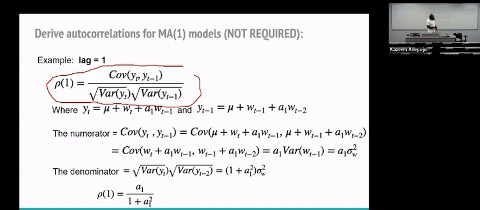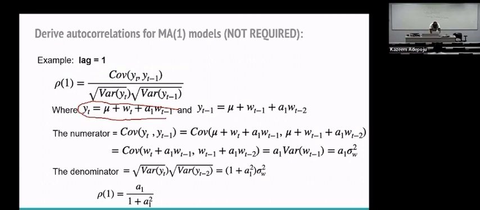Now, the covariance between Y_t and Y_{t-1}. Take a look at that. You have Y_t equal to that, and Y_{t-1} equal to that. If this is Y_t, then this is automatically Y_{t-1}. You can deduce that from that, just subtract 1. Let's handle the numerator first: the covariance between Y_t and Y_{t-1}.